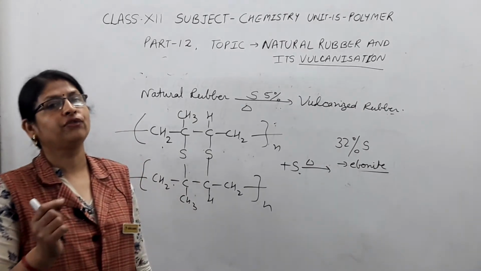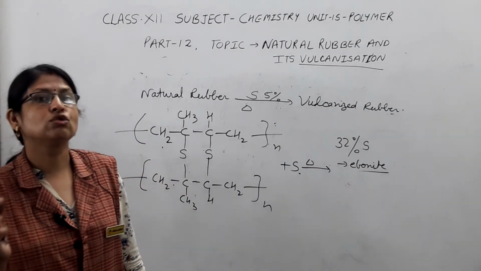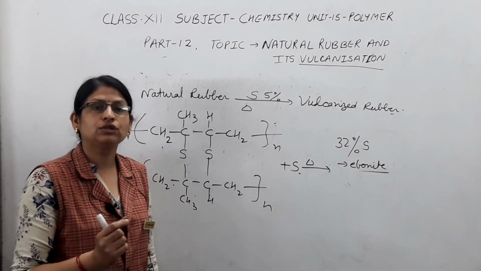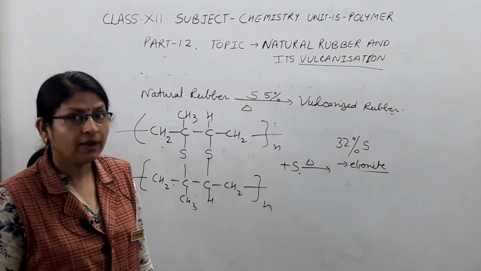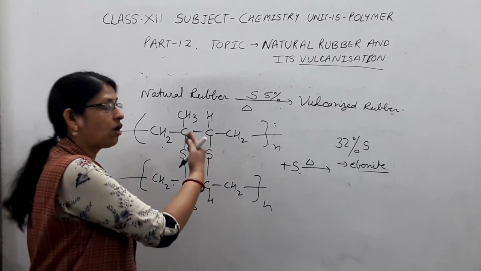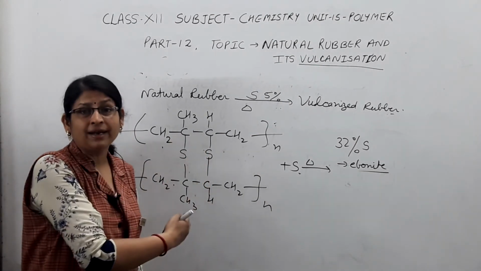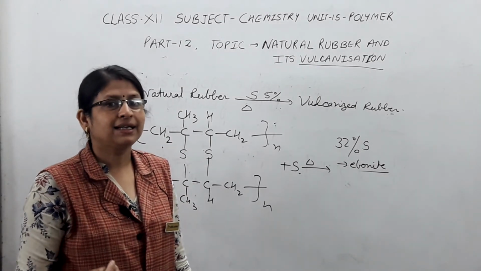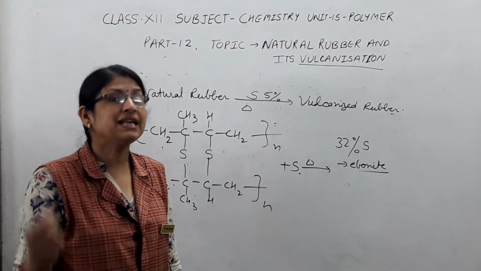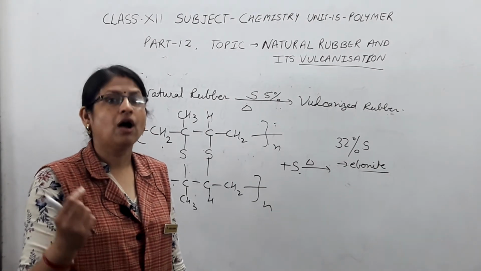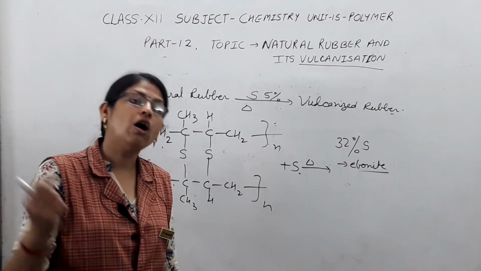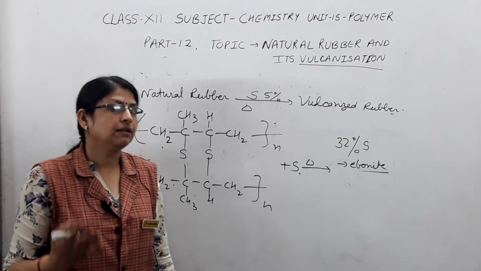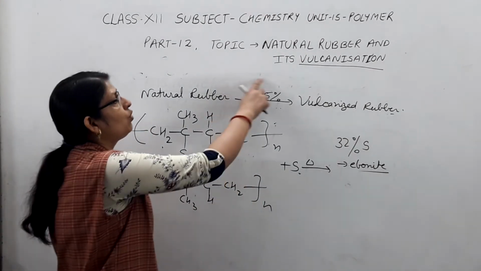So students, what is vulcanization? Vulcanization is the heating of natural rubber with sulfur. So cross linking increases, and due to cross linking the property of natural rubber improves. How? Because cross linking is present between two linear chains. When cross linking is present, it cannot be easily broken. It cannot be easily attacked by acid or other organic solvents or oxidized by air. So to improve the property of natural rubber, we do vulcanization.